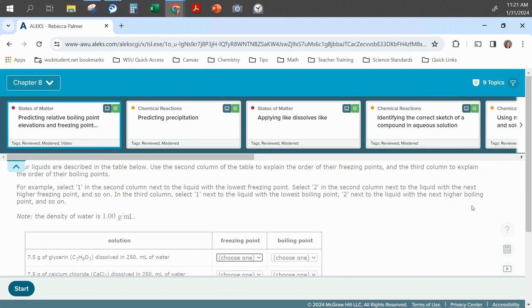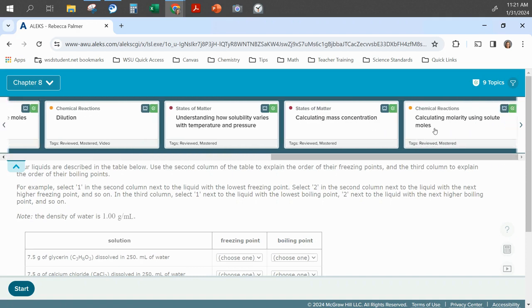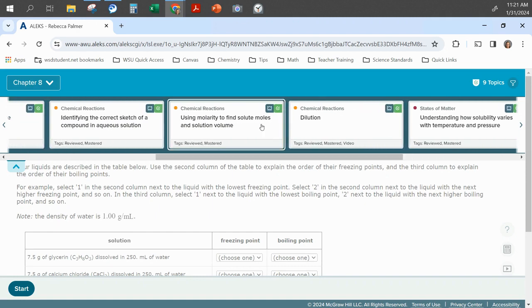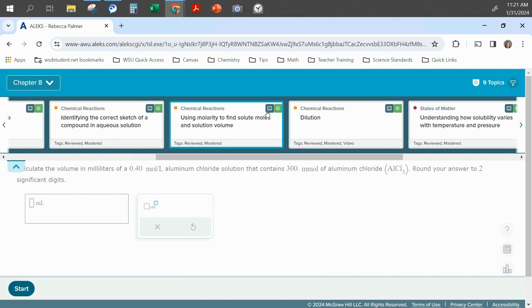All right. Are there any specific topics in chapter 8? I guess on the test there's going to be every topic, and this topic will show up twice. Using molarity to find solute moles and solution volume. You're going to get one where you have to calculate moles and one where you have to calculate volume. Can we do this one? This one? Yes.